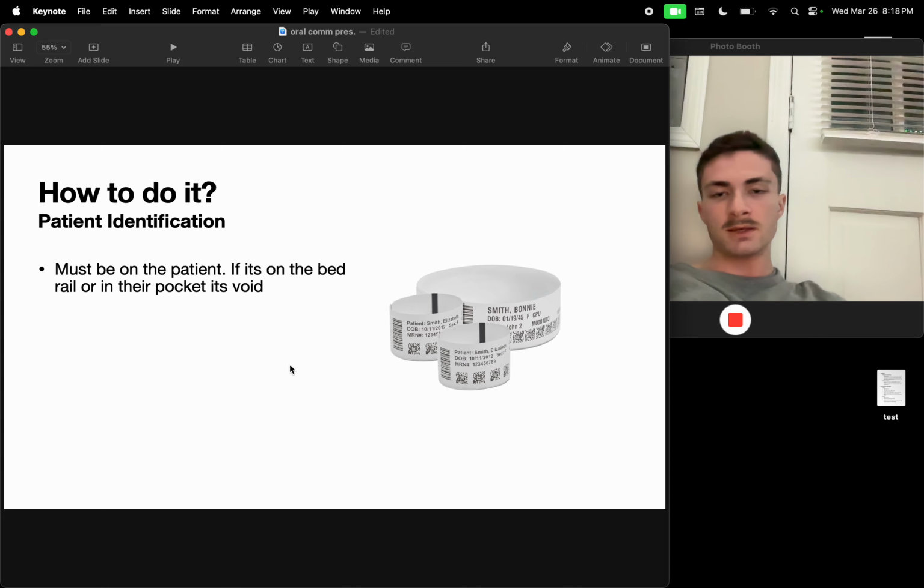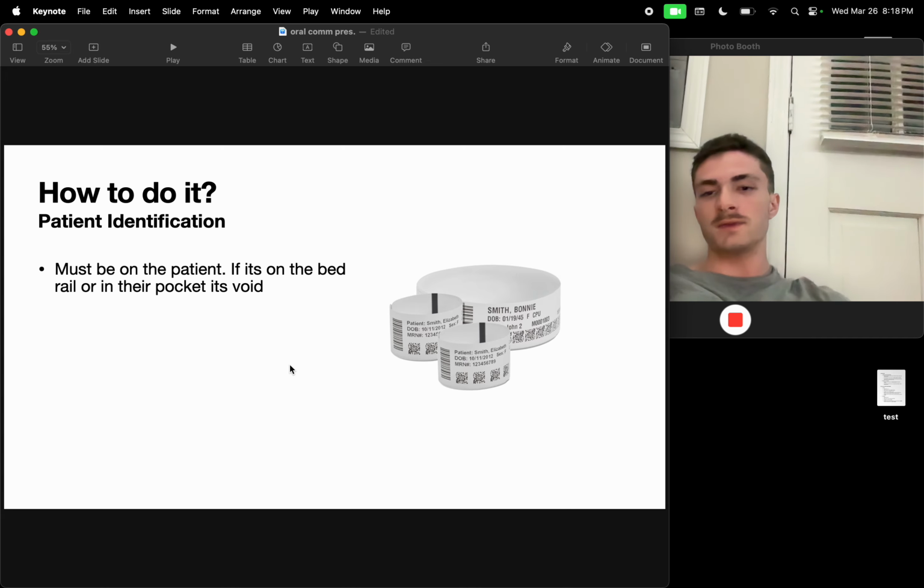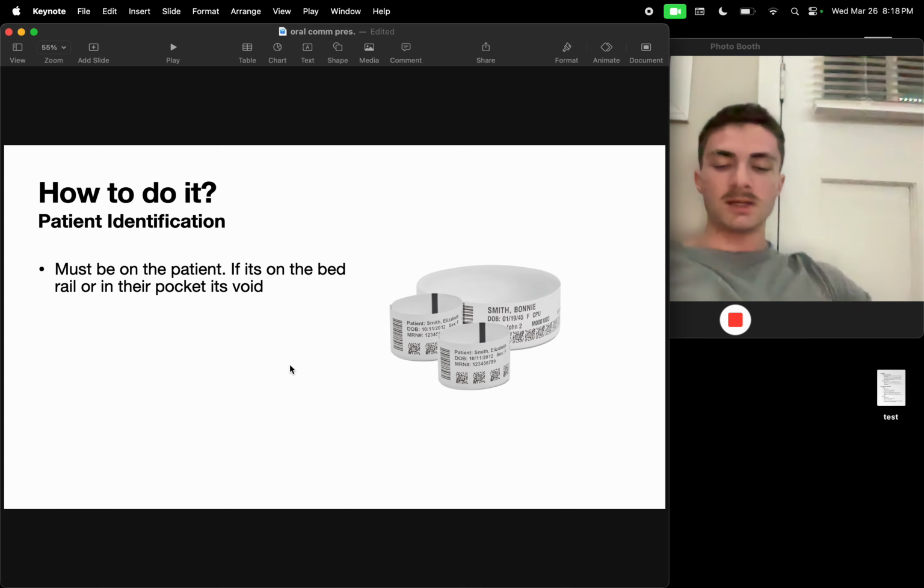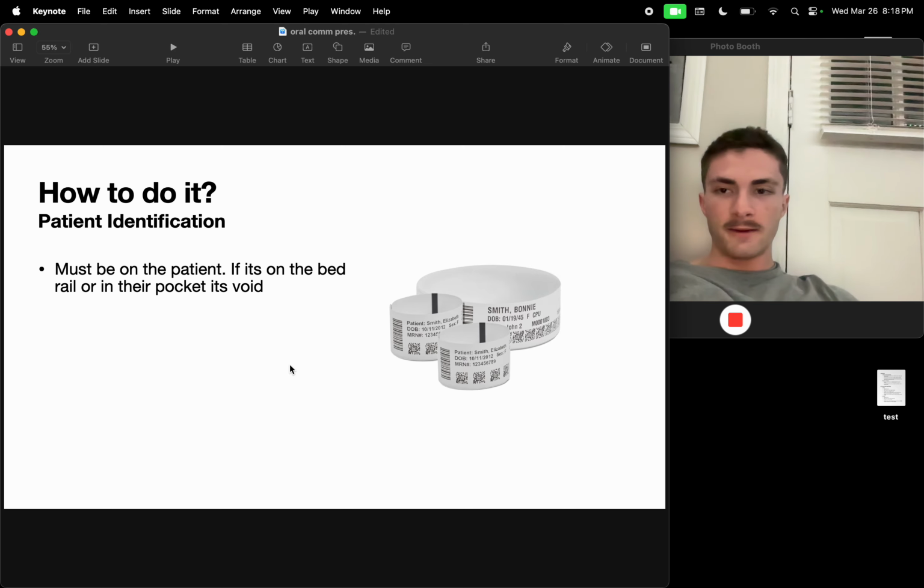And there's other ways also, so you can ask the patient, hey, spell your first middle name for me, tell me your date of birth, tell me your last 4 digits of social security, those sorts of things. But the idea is that you can't ask yes or no questions and you want their identity.